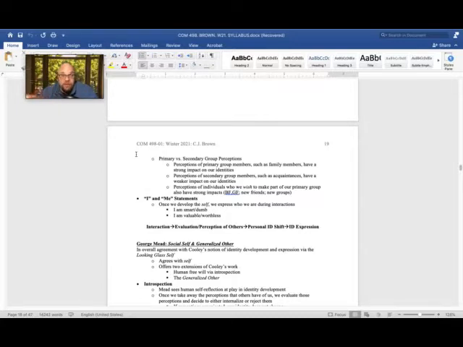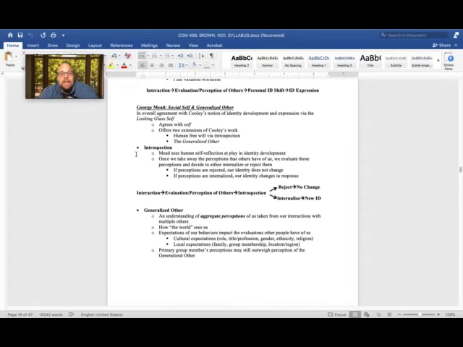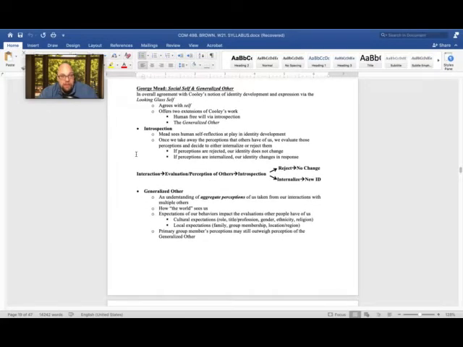That's not too far-fetched. However, George Mead, next, Social Self and Generalized Other, he refined this a little bit. He agrees with Cooley's idea that the looking glass self exists, but he talks about the idea of humans having free will to conduct or not conduct introspection. So, you know, Cooley would say if someone tells you you're dumb, that makes you feel dumb, and so you will likely act dumb.